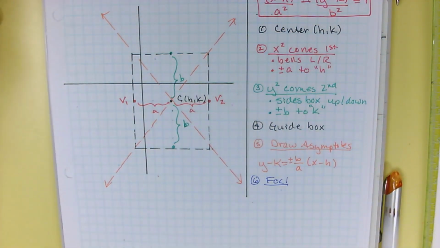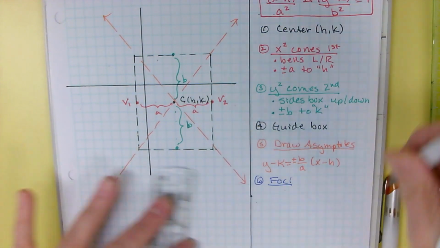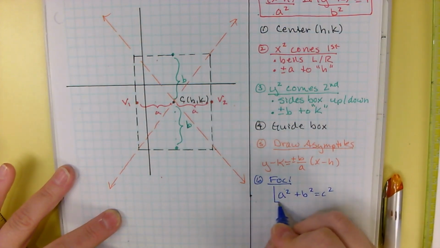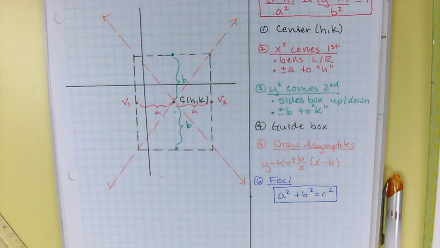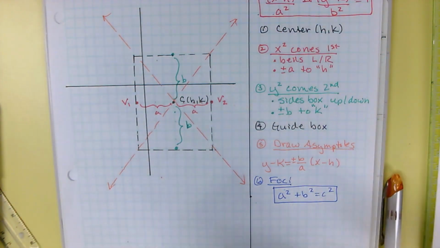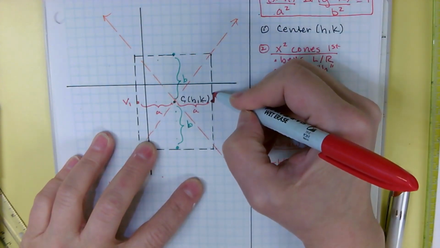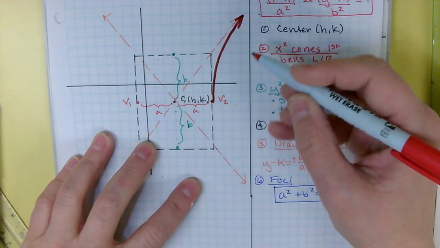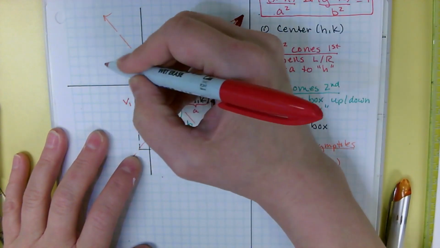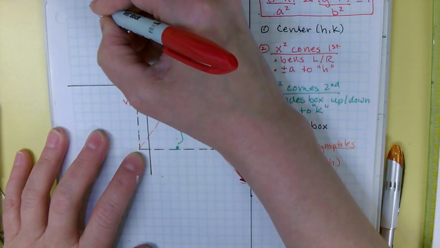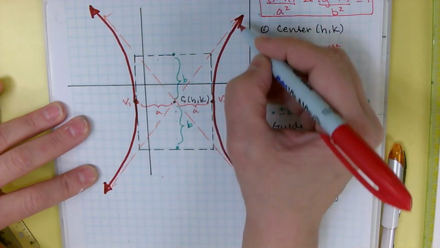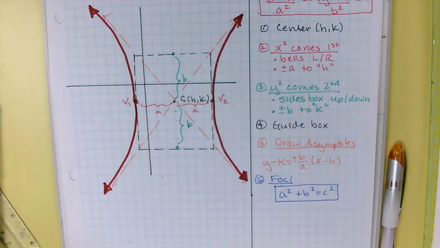Okay, foci. For the foci, same equation as the other one: A squared plus B squared equals C squared. So that hasn't changed. The biggest difference is, now let's draw our bells in, because we're going to need to draw the foci. So draw your bells in. Kind of flat, skim the corner, go very straight. Remember, think pasta bowl. Don't cross the asymptotes.